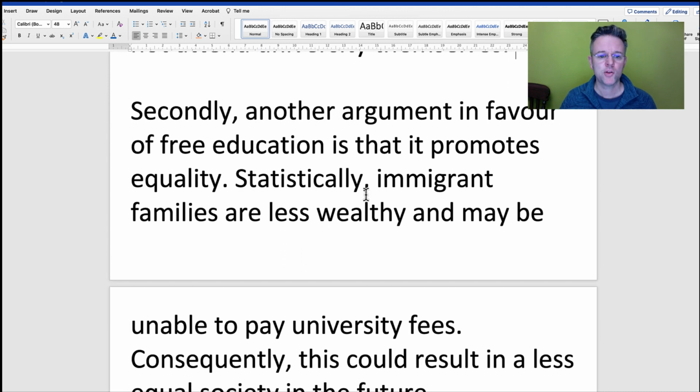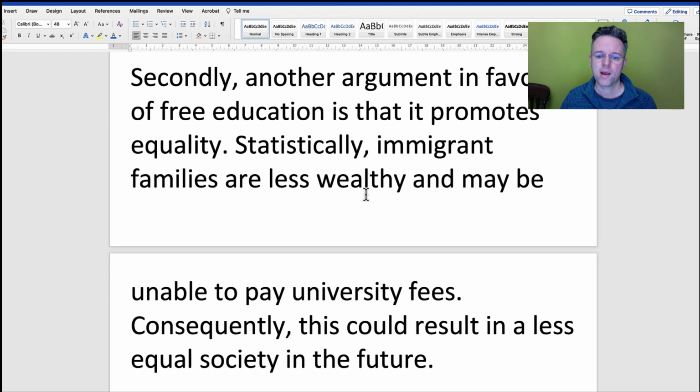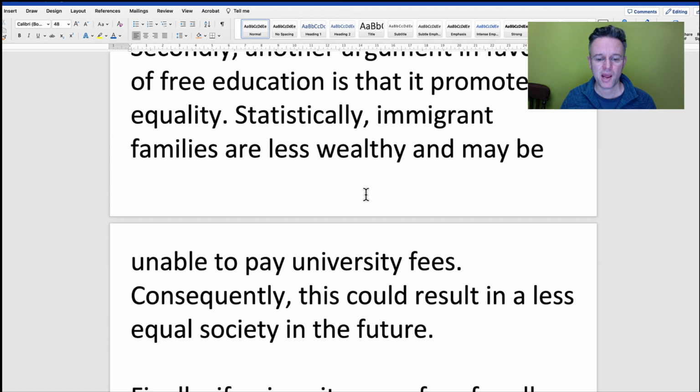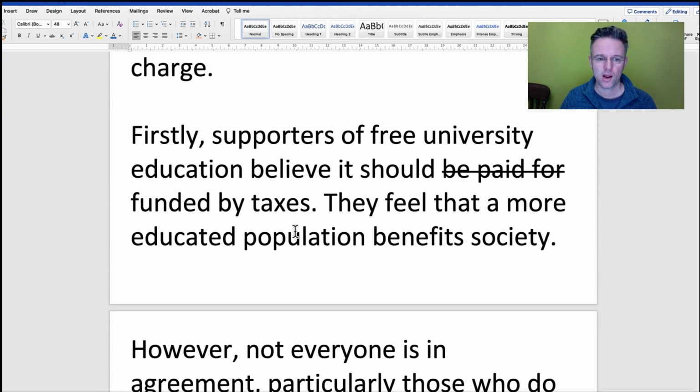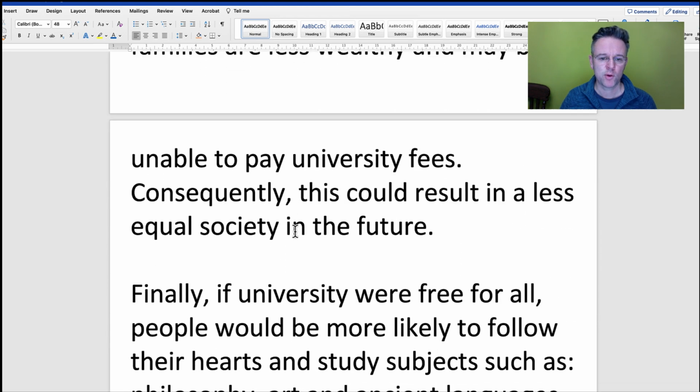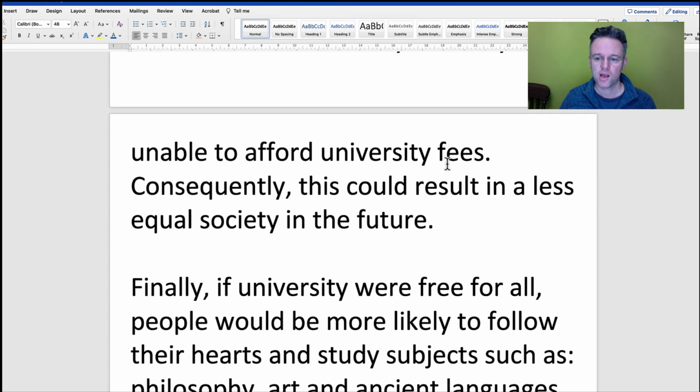Secondly, another argument in favour of free education is that it promotes equality. Statistically, immigrant families are less wealthy and may be unable to pay university fees. Now, we've already used pay somewhere in there. I'm going to change that to afford. They may be unable to afford university fees. Consequently, this could result in a less equal society in the future.